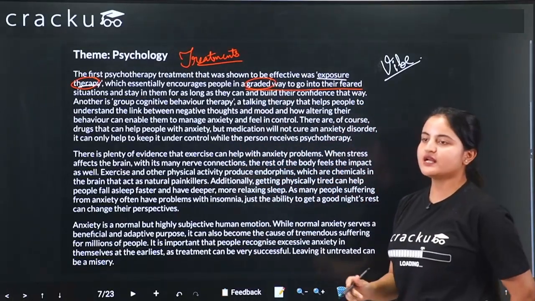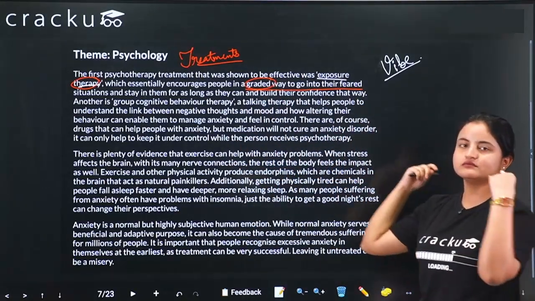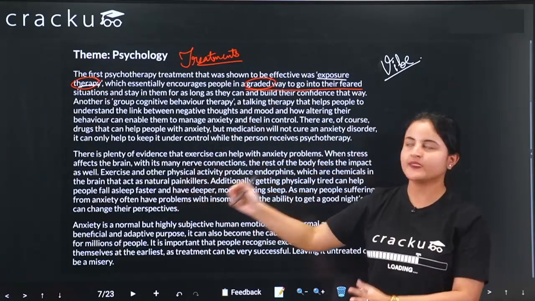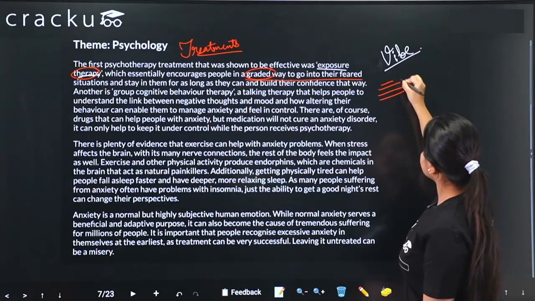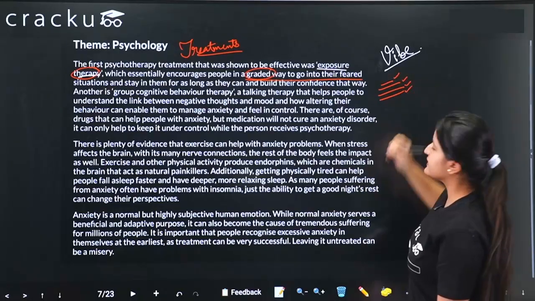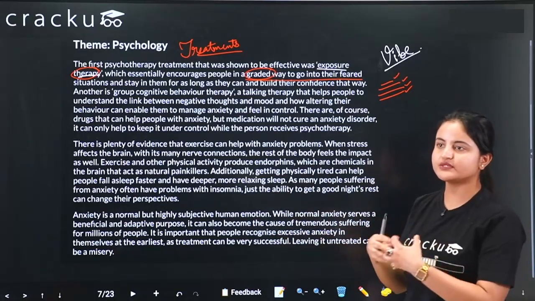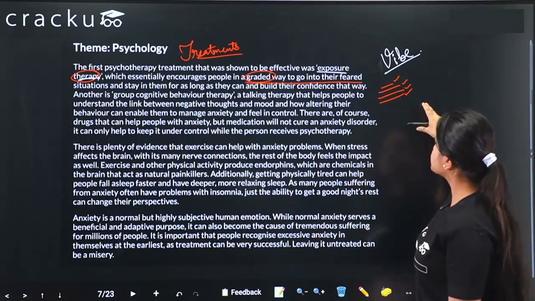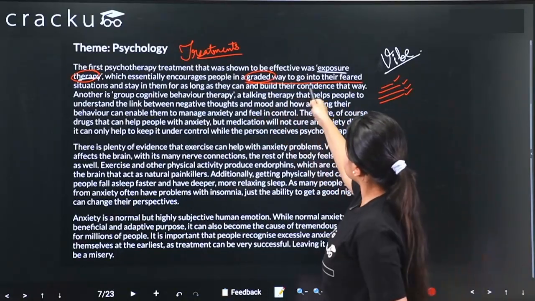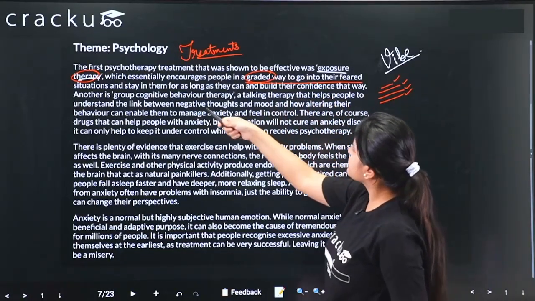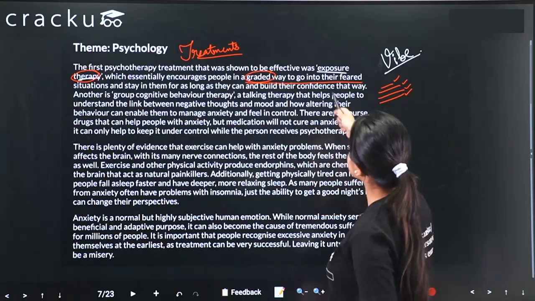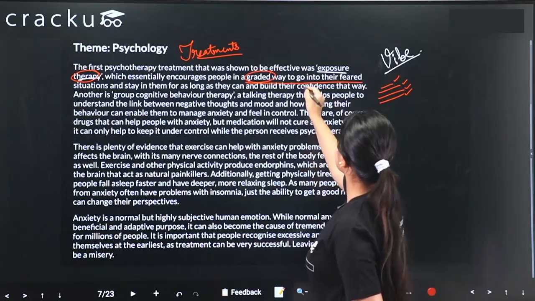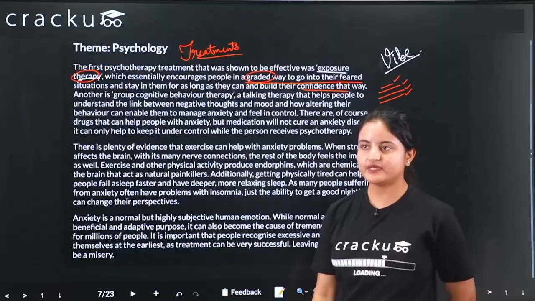Graded way means it's not given all at one time. Graded means little by little, in steps. Something is being administered or given to you in steps. In a graded way, to go into their feared situation and stay in them for as long as they can and build their confidence that way. So this is exposure therapy.